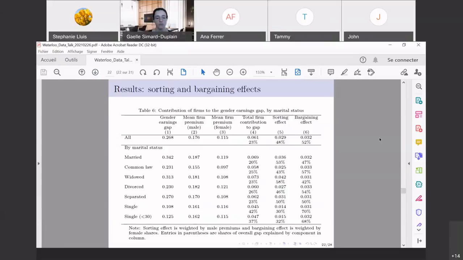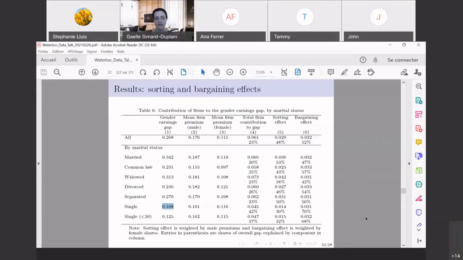Okay, so the next piece is marital status, which, as I've told you, is new to our paper. The first thing to notice is that the gender earnings gap changes quite a bit with marital status. You can see that it's about 34% for married women compared to barely 11% among singles. So a large difference, and even between married and common law, you have quite a bit of a difference. The people in common law unions have a gap that is roughly 2/3 of what you see among married people.